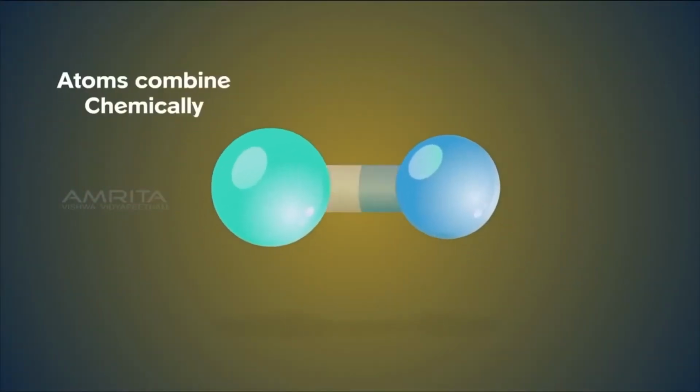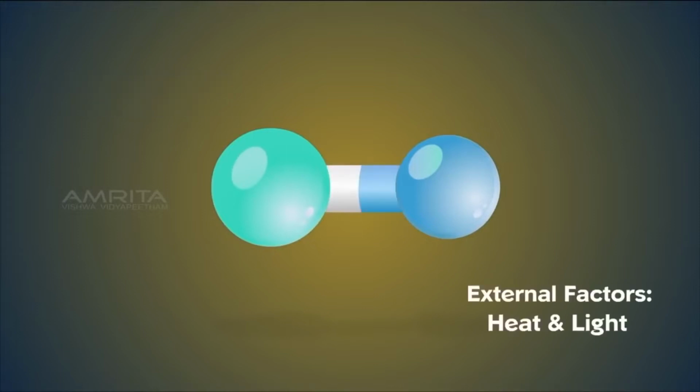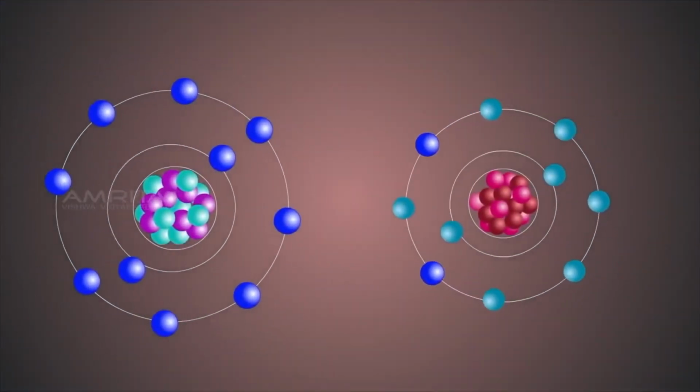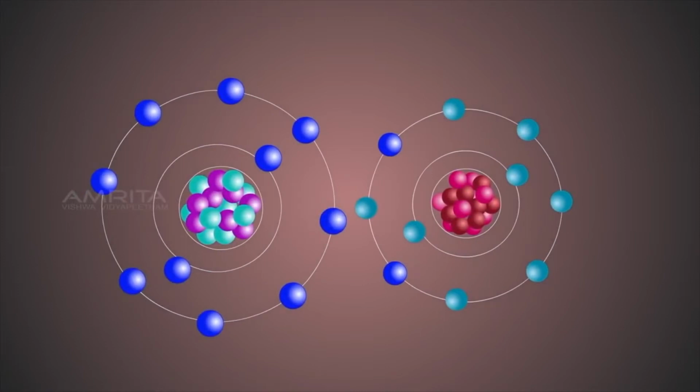Atoms combine chemically by external forces such as heat and light. This leads to the formation of molecules. During the formation of a molecule, atoms lose their valence electrons or gain electrons from other atoms.